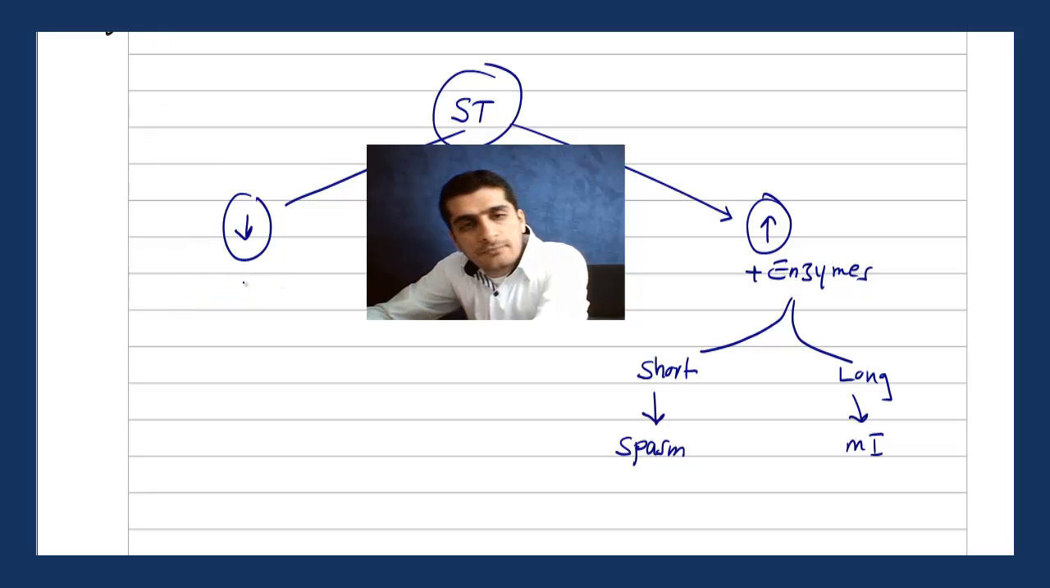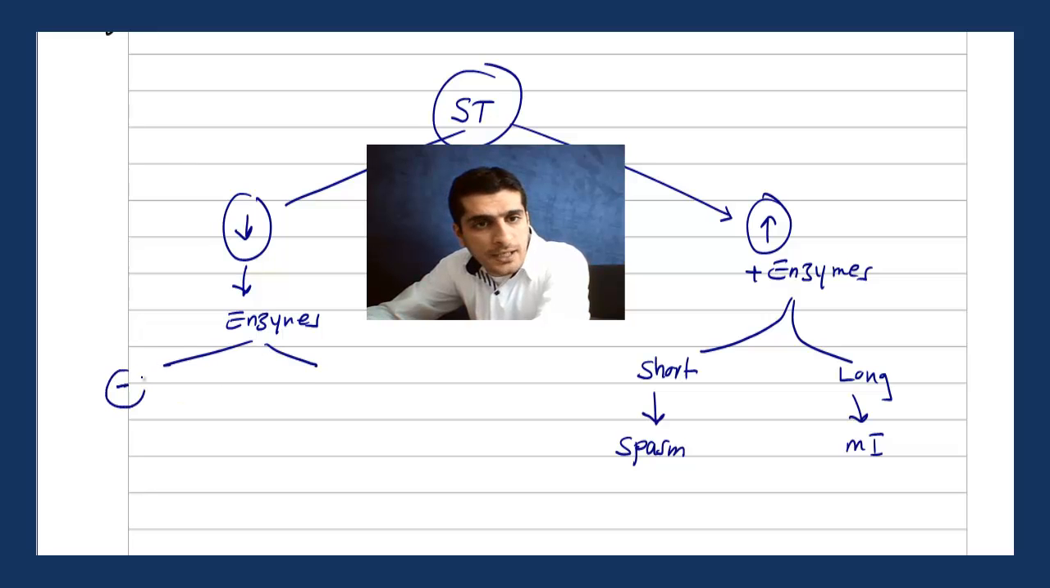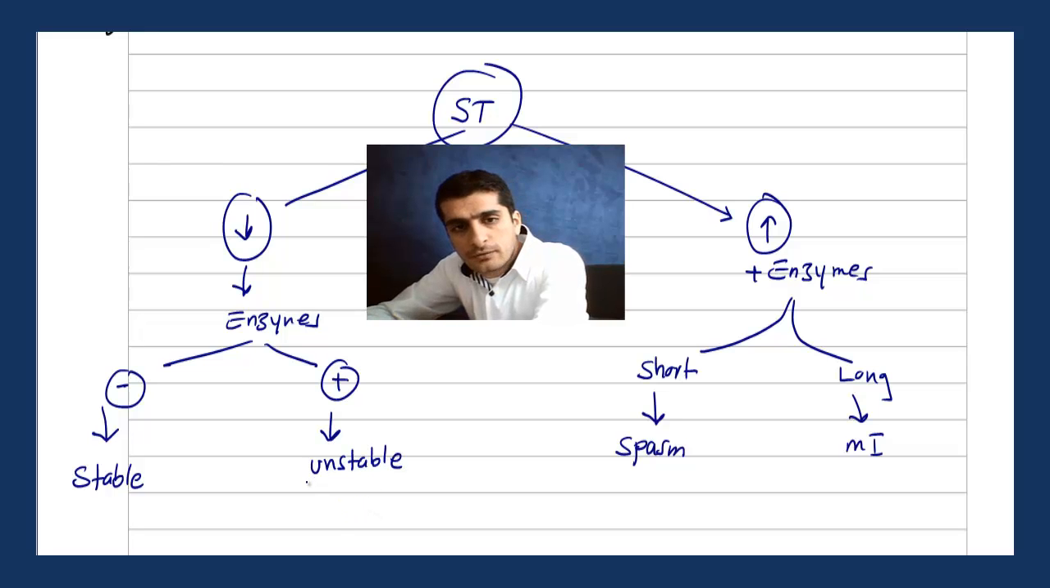Now, we can make it more complicated. ST depression, we can go with the second step, enzymes, to see whether the enzymes are positive. Now, if the enzyme is negative, your answer has to be stable, usually stable. Unstable sometimes also, but it's stable. Now, if the enzyme is positive, in this case, you will go with unstable.